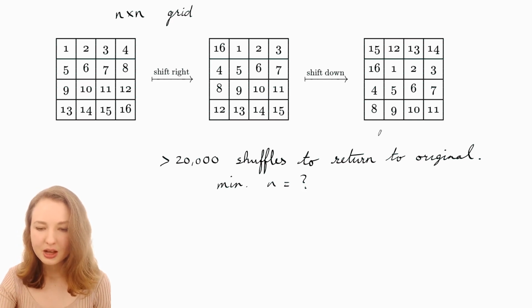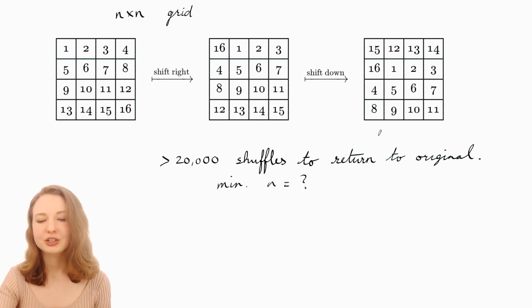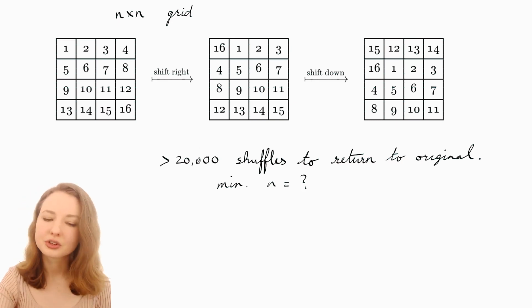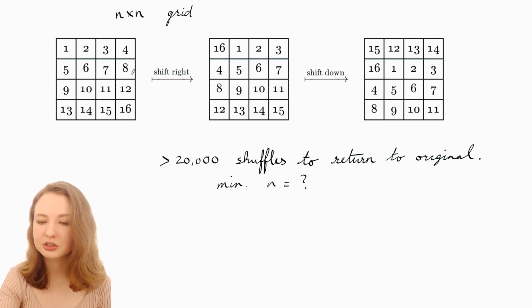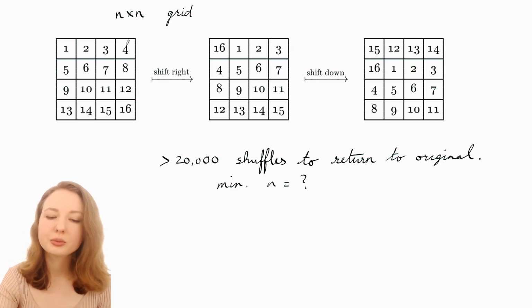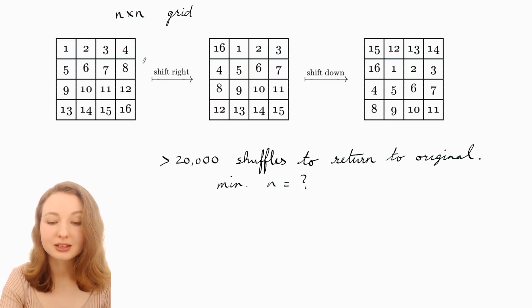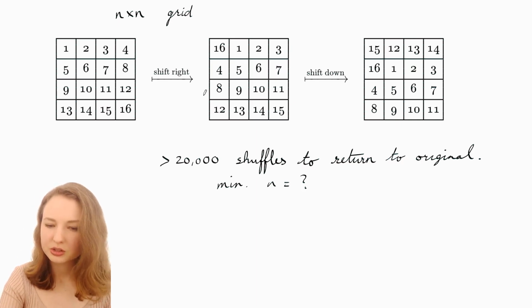And they're talking about shuffling the grid, which involves shifting everything right and then down. So you can see, for example, the 6 has shifted right and then down, and it ends up there. But the thing is that when a number's on the end and you shift it right, it ends up at the start of the next row. So the 8 moves from there to there, and then shifts down to there.